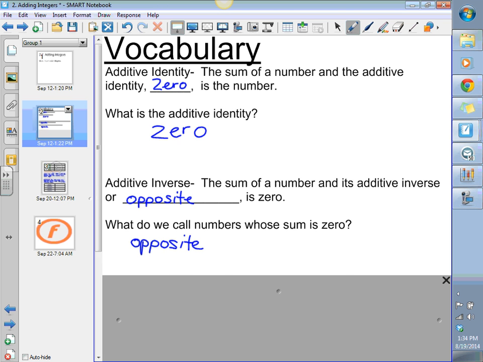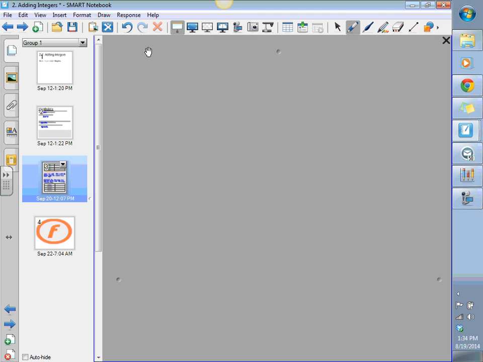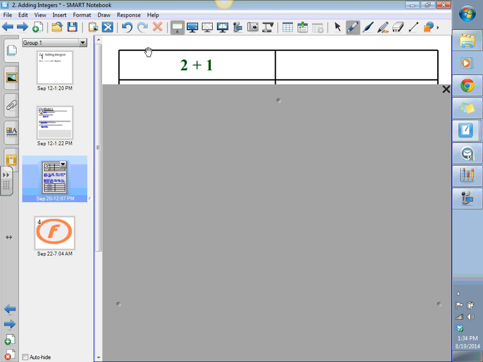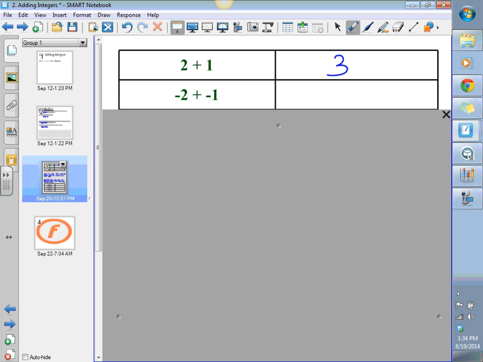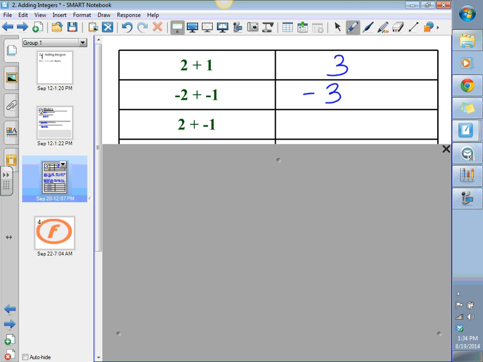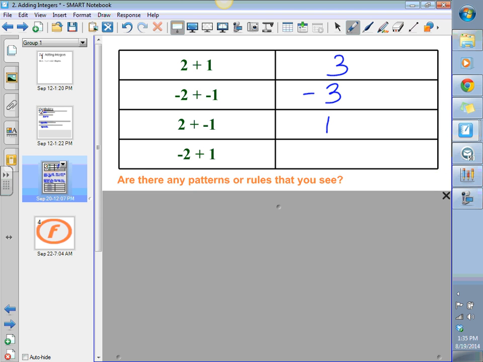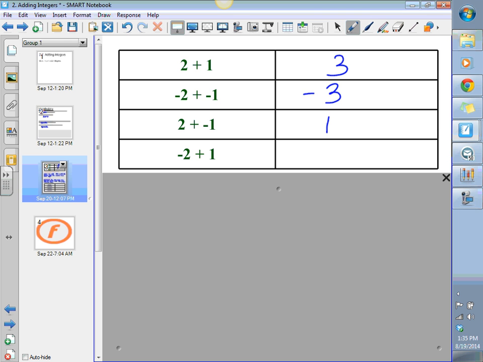Okay, so moving on. All right, 2 plus 1, hopefully you know the answer to this quickly and easily, is 3. Negative 2 plus negative 1, if you think about that, is negative 3. 2 plus negative 1 is 1. Negative 2 plus 1 is negative 1.